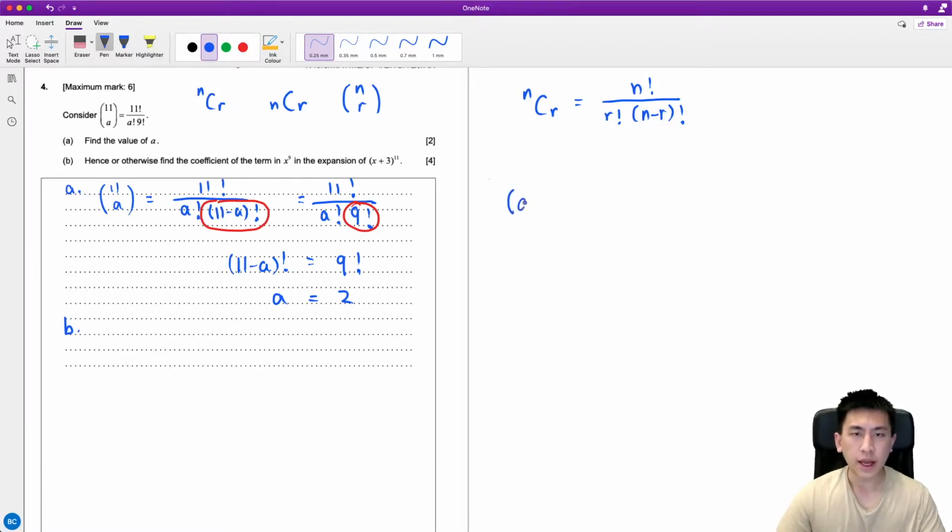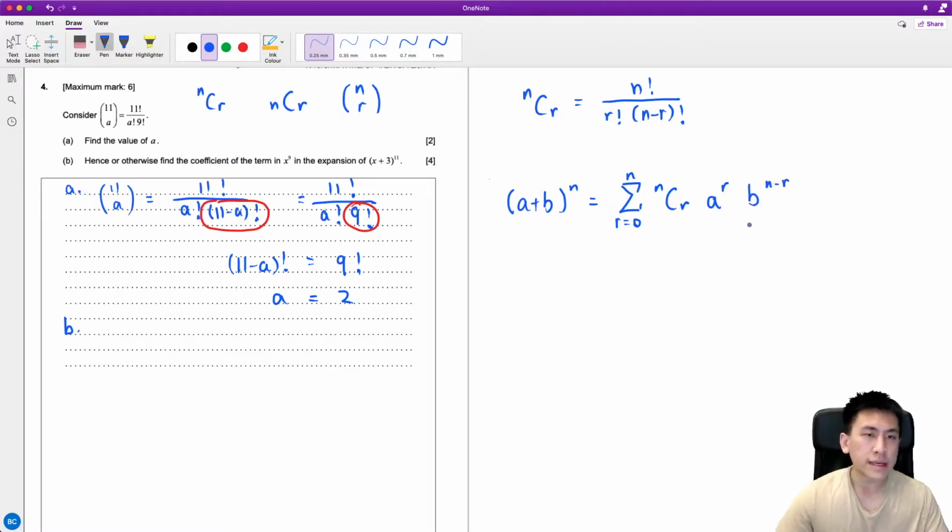If you have simply (a + b) to the power of n, that would just be the summation, and the reason why it's a summation we'll come to later, from r equals 0 all the way to n of nCr, and then a to the power of r and b to the power of n minus r, right? So what that really means, let me just write it out and it'll be a bit easier to understand. Is the first term.